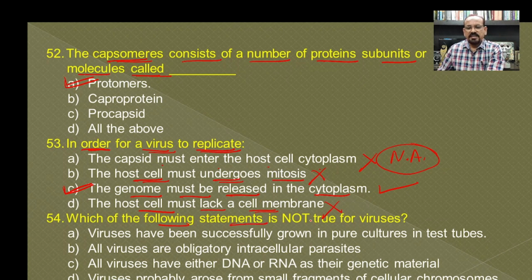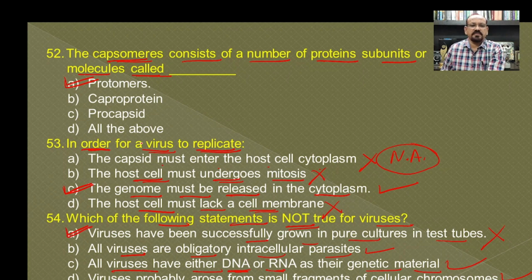Then which of the following statements is not true for the viruses? The viruses have been successfully grown in a pure culture in the test tube. This is not possible because the viruses can grow only inside living tissues. Then all the viruses are obligatory intracellular parasites. This is correct. Then all viruses have either DNA or RNA as the genetic material, that we have seen earlier. This is also correct. And viruses probably arose from small fragments of the cellular chromosome. This is on the basis of the study of the viruses. It means that the rest of the three statements are true and the first statement is not true, and hence A will be the correct answer.